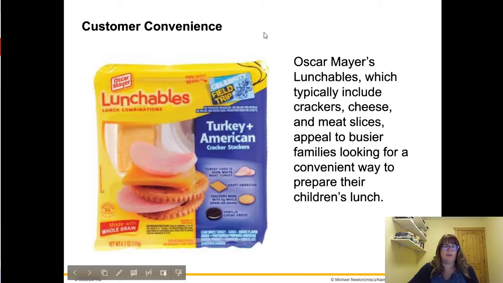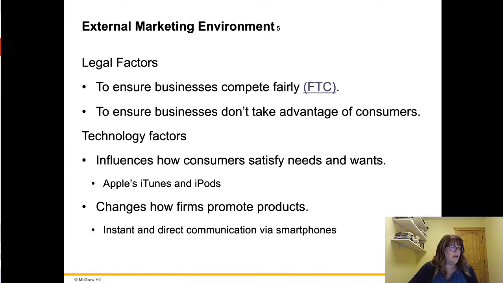Here is an example of customer convenience. The legal environment within the U.S. continues to change, forcing marketing professionals to refine their strategies. Federal, state, and local governments enact regulations for two main purposes: to ensure businesses compete fairly with each other, and to ensure businesses don't take advantage of consumers.